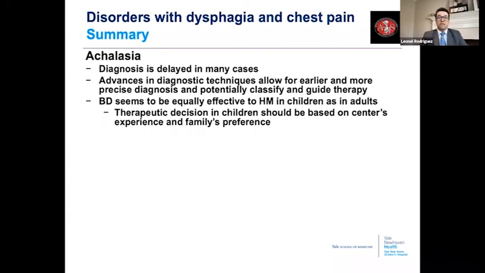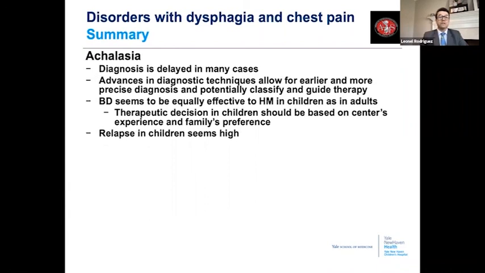Typically, what we recommend is that if at your center the surgeons are very experienced in performing Heller myotomy and there is not a lot of experience in dilation, surgery should be offered as the first option, and vice versa if there is plenty of experience with balloon dilation but the surgeons don't have significant experience with Heller myotomy. Also, we like to involve the family in these decisions, especially when both options are readily available in the institution.